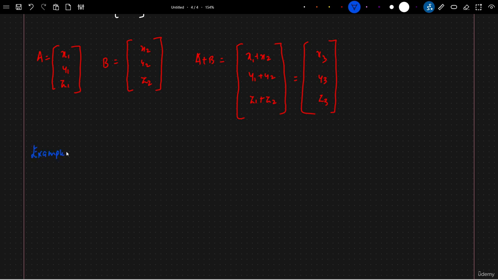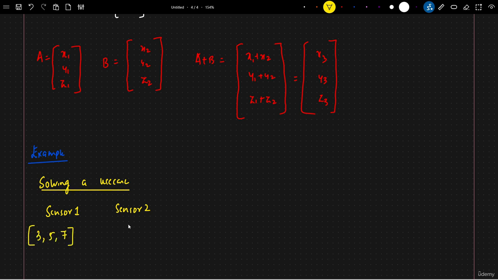Example with respect to data science. In one of my previous companies, I was solving a use case. In that use case, we had some sensors, sensor 1, sensor 2. These sensors used to give me some readings. Let's say the readings were in 3 dimensions, like 3, 5, 7. I used to get the vectors. Similarly from sensor 2, I used to get 2, 4, 6, right?